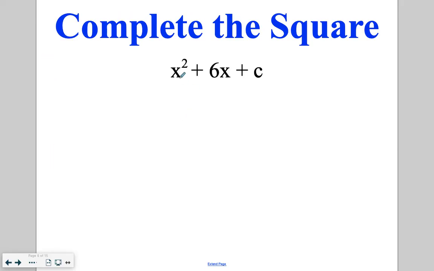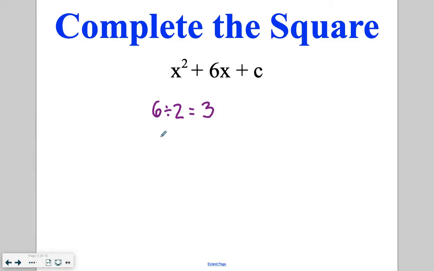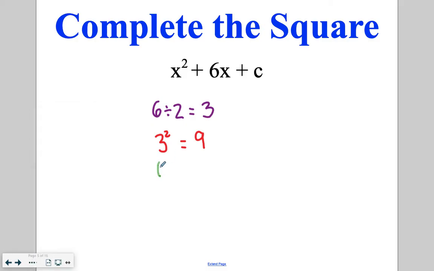So, for example, I have x squared plus 6x plus c. Step 1 is to take the b value, which is 6, and cut it in half. So that gives you 3. Your next step is to square that result. So 3 squared is 9. So your completed square equation is x squared plus 6x plus 9. We have now made that a perfect square trinomial, which means the square has been completed.